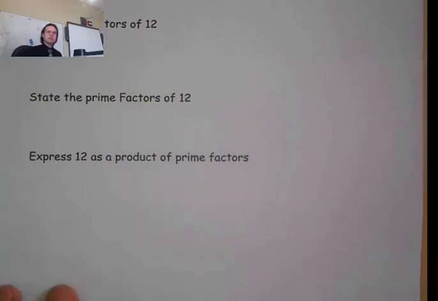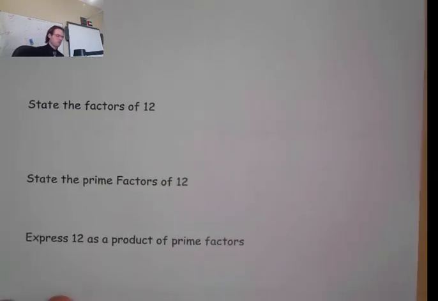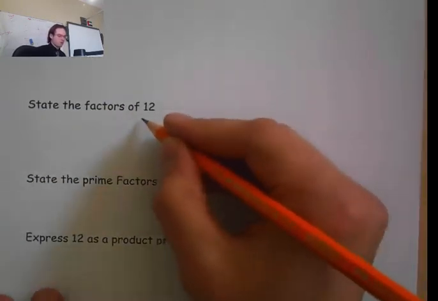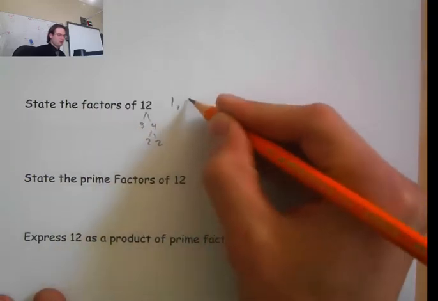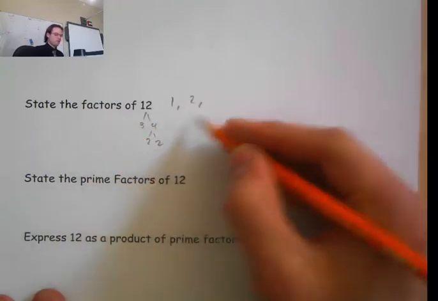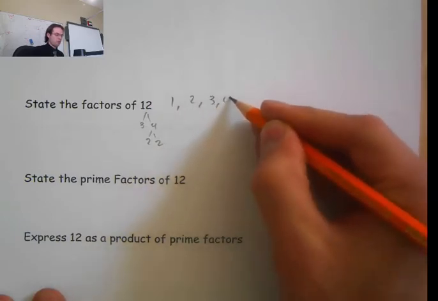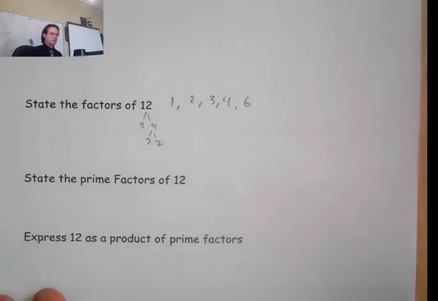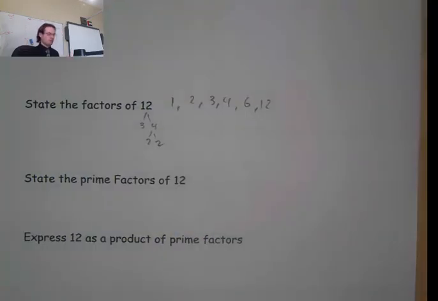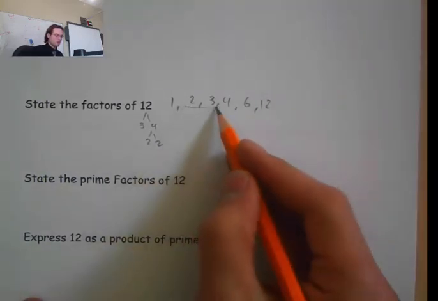Okay? So let's state the factors of 12. My factors of 12 are, well, we have 3 and 4, 2 and 2, so we have 1, 2, we have 4, we have 3, and then we also have 6, and that's it, and we have 12. There we go. So those are all my factors. Now state the prime factors of 12. Well, only the primes of these, which are 2 and 3.